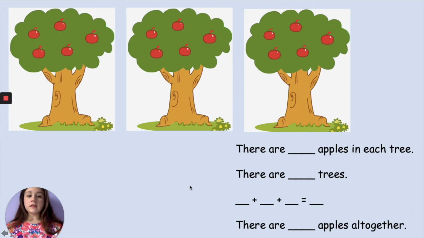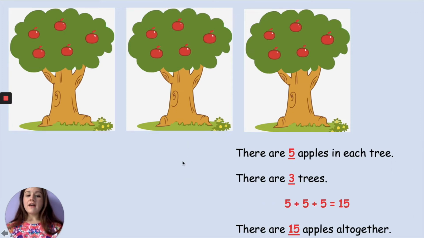The answer is there are 5 apples in each tree. There are 3 trees. 1, 2, 3. So that means that we have to add 5 3 times. 5 add 5 add 5 equals 15. 5, 10, 15. There are 15 apples altogether. Well done if you got it correct.